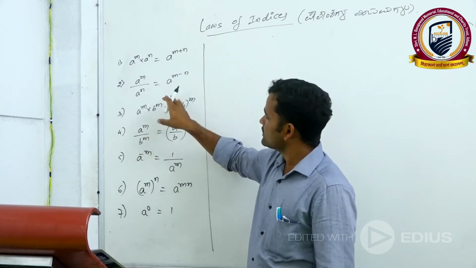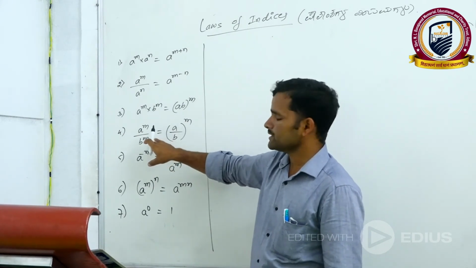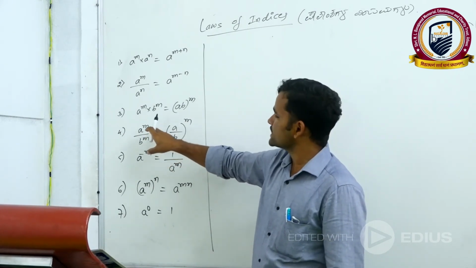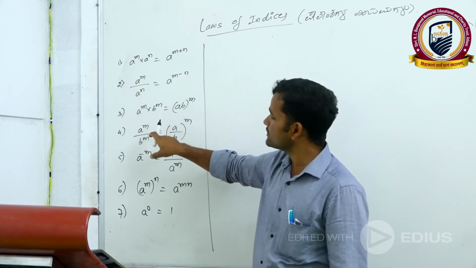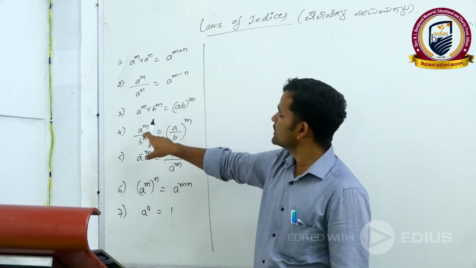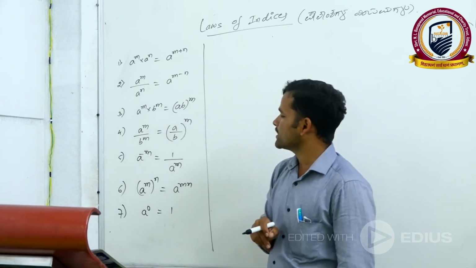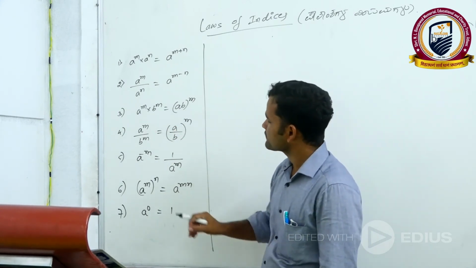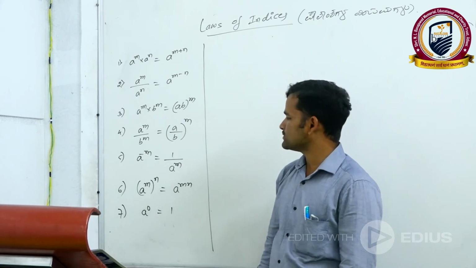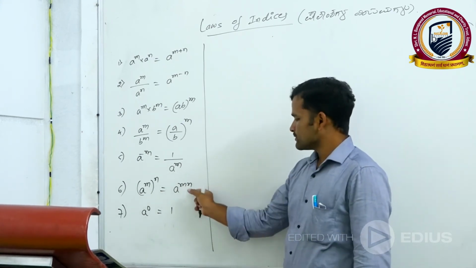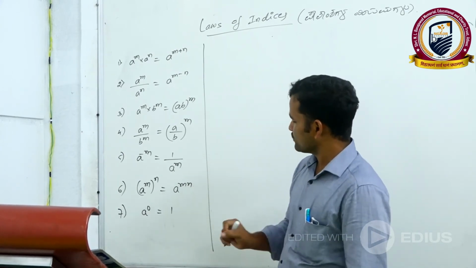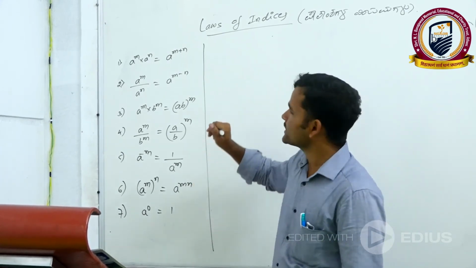Again, somewhat similarity we can observe with the fourth law, that is a raised to m by b raised to m. Powers are same but bases are different. So we have the formula a by b whole to the power of m, and a to the power of minus m is equal to 1 by a to the power m. All these I have already explained. Let me say one thing with this sixth property here.